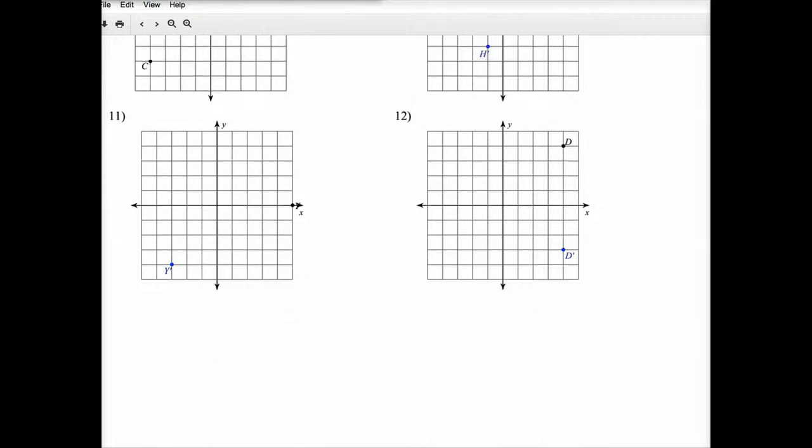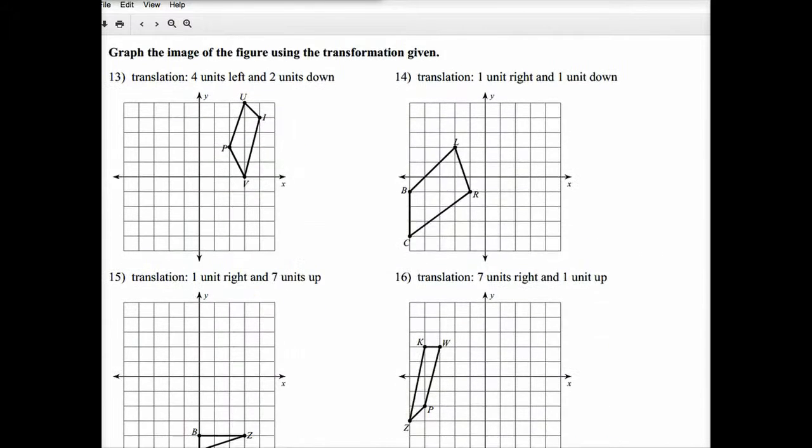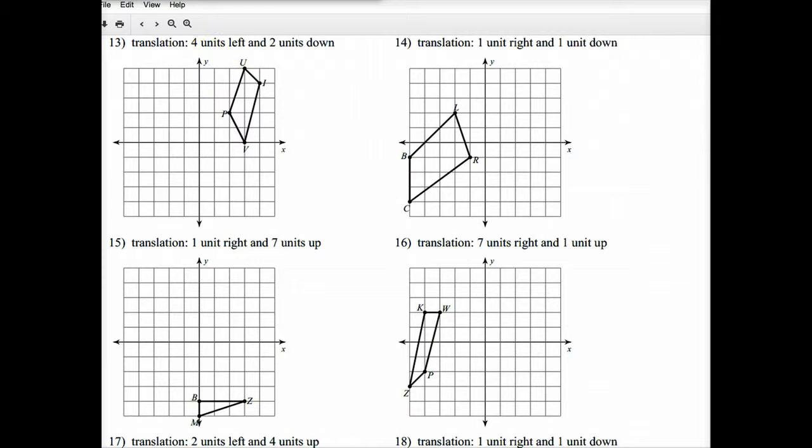All right, so now let's see how we can use this even more. That's just single points, but let's see if we can jump into full-on shapes. Whoa, look at all those shapes. Here's the general idea. You have all these points on the shape. You just have to do each point. So let's start with U, for example. 4 units left, 2 units down. So I'm going to go 4 left, 2 down, and there's my new U, also known as U prime.